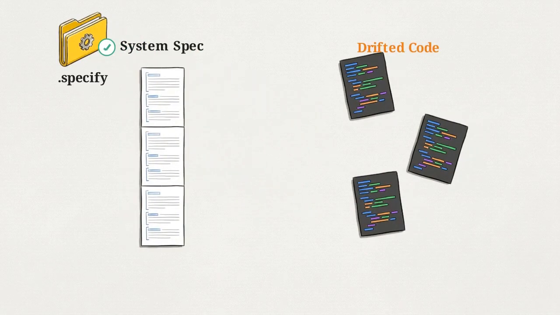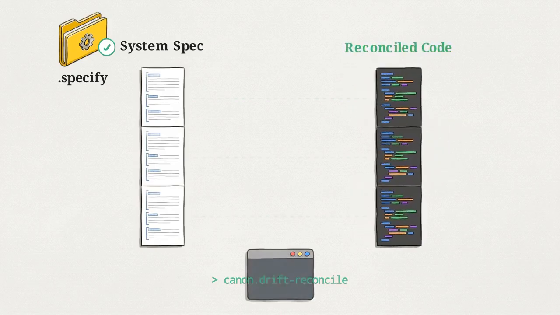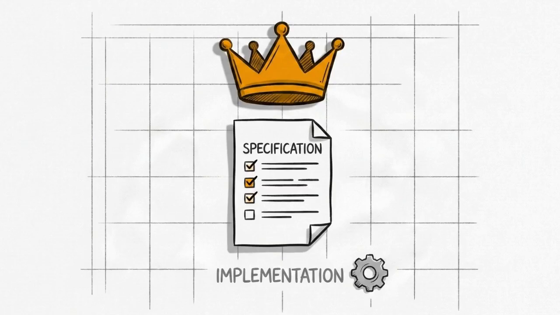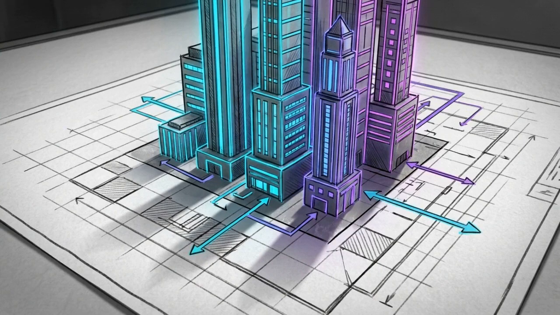For existing projects, you can use the Canon extension to identify and reconcile any drift between your legacy code and your documentation. By using this framework, you prioritize the specification over the implementation. The human design remains the authoritative reference, while the code serves as a verifiable output of that design.